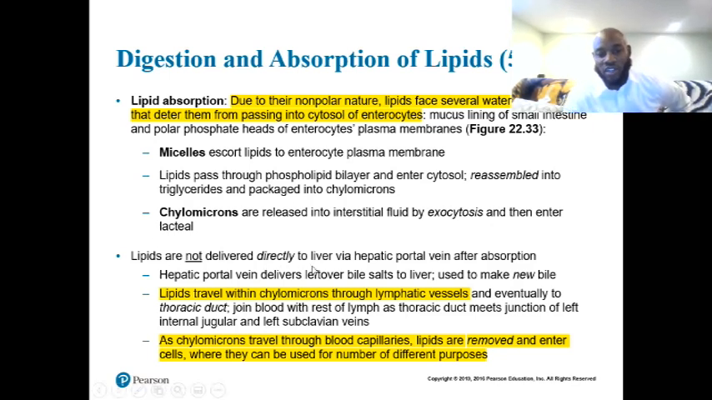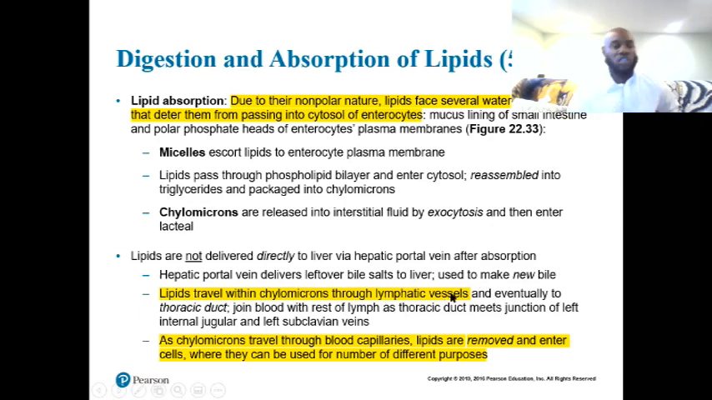Lipids are not delivered directly to the liver via your hepatic portal vein after absorption. It's a little bit different here, different from the proteins and the carbohydrates. The hepatic portal vein delivers leftover bile salts to the liver, used to make new bile, but the lipids travel within the chylomicrons through lymphatic vessels.